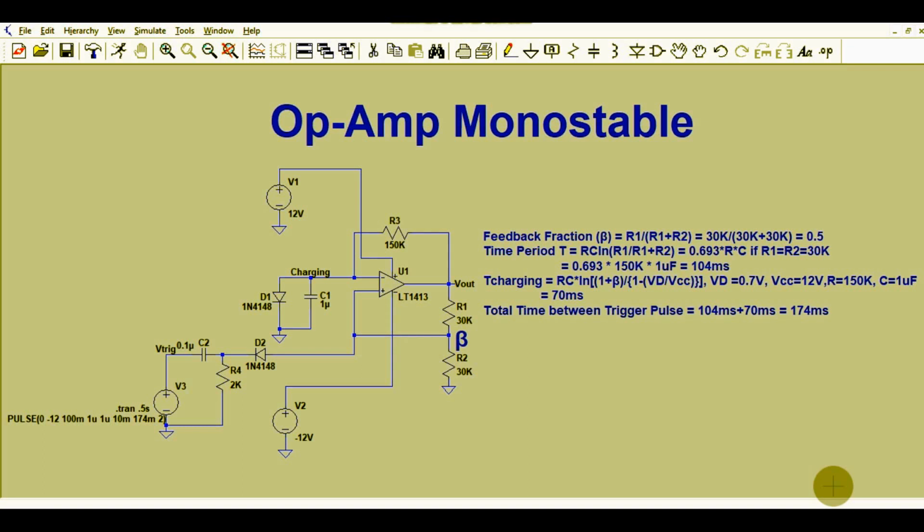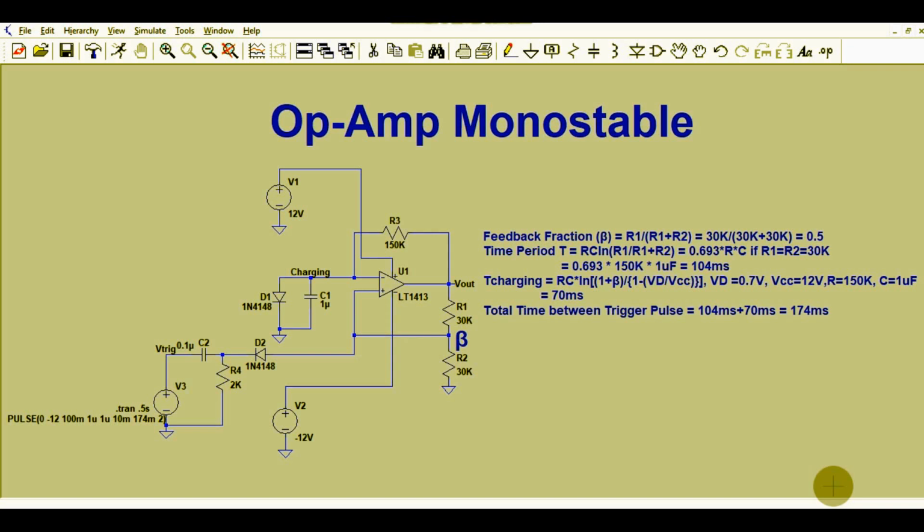So today we will understand op-amp monostable. Okay, so why is it called monostable? Because it has at least one stable state, right? We have already seen the design and simulation for astable mode. In astable mode, it has no stable state, while in monostable multivibrator, it has at least one stable state.